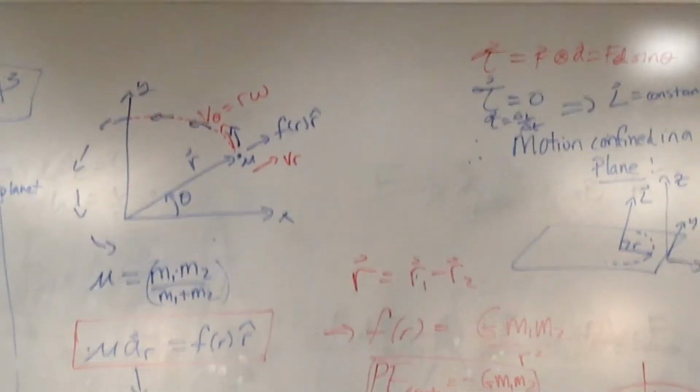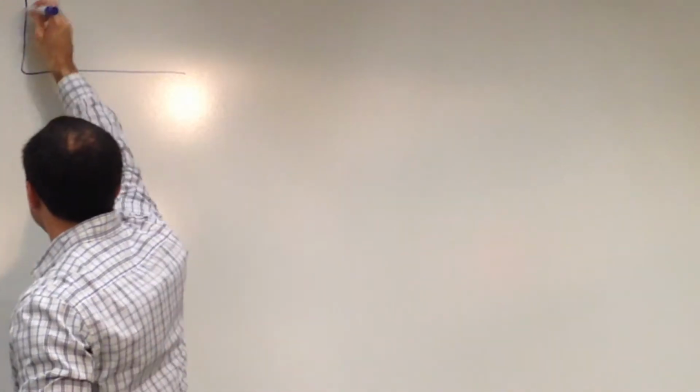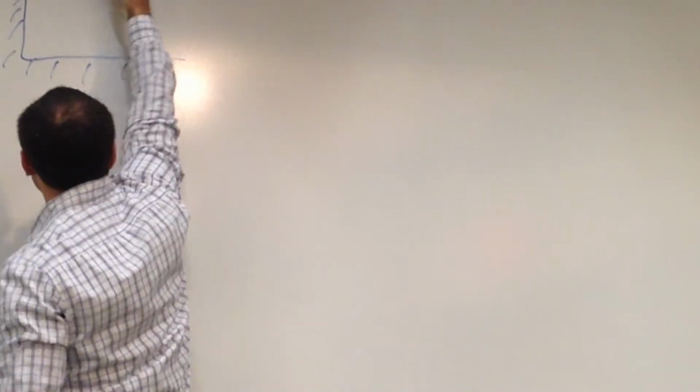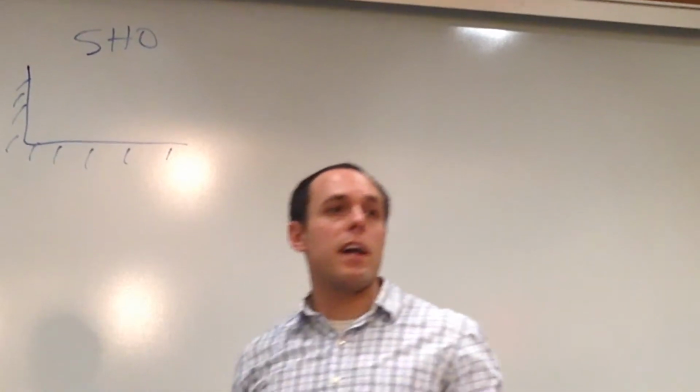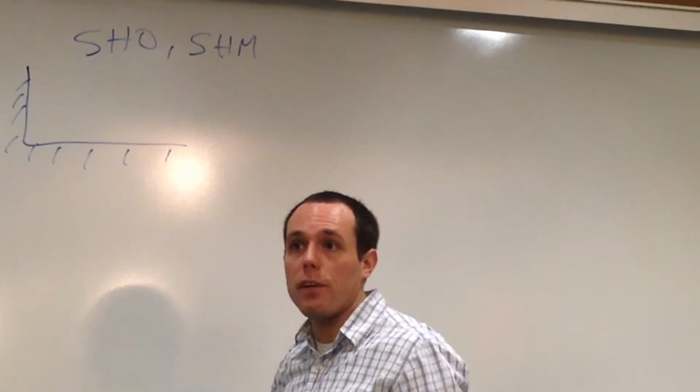Other questions? No. Then in the last 5 minutes, I want to briefly go over the idea of simple harmonic motion. And the easiest one for us is to look at a mass on a spring. So SHO for short, simple harmonic oscillation, or SHM, simple harmonic motion.